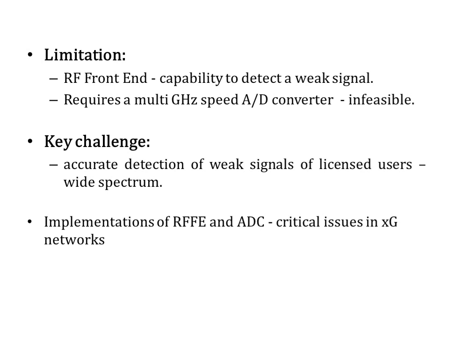That is, the wideband RF antenna receives signals from various transmitters operating at different power levels, bandwidths, and locations. As a result of it, the RF front end should have the capability to detect a weak signal in a large dynamic range. But this capability requires a multi-gigahertz speed analog to digital converter with high resolution, which is not feasible practically. Therefore, the key challenge of the physical architecture of cognitive radio is accurate detection of weak signals of licensed users over a wide spectrum range.